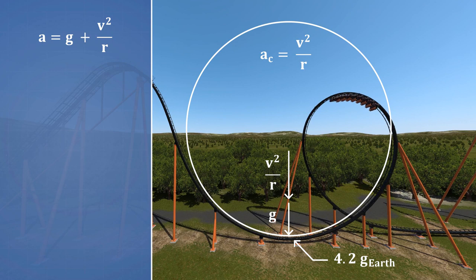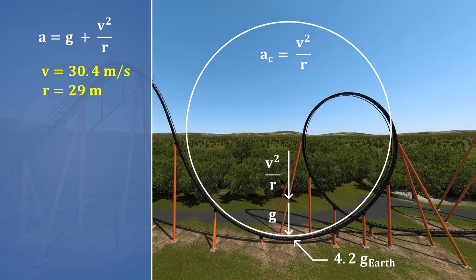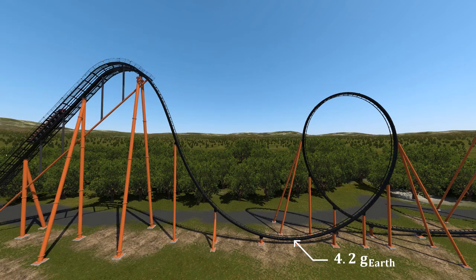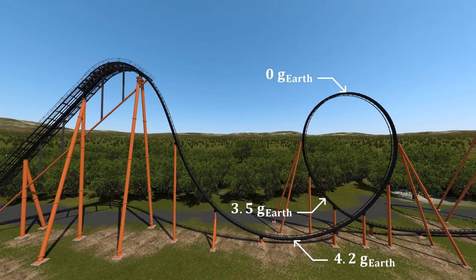In this case, the speed of the train is 30.4 meters per second, and the radius of curvature is 29 meters, resulting in a total acceleration of 41.6 meters per second squared, or 4.2 Gs. Similar calculations can be applied to the vertical loop, and we will find that the maximum G-force at the bottom of the loop is 3.5 Gs, and the minimum G-force at the top of the loop is 0 Gs. This means that the passengers will experience a brief moment of weightlessness as the train passes around the apex.